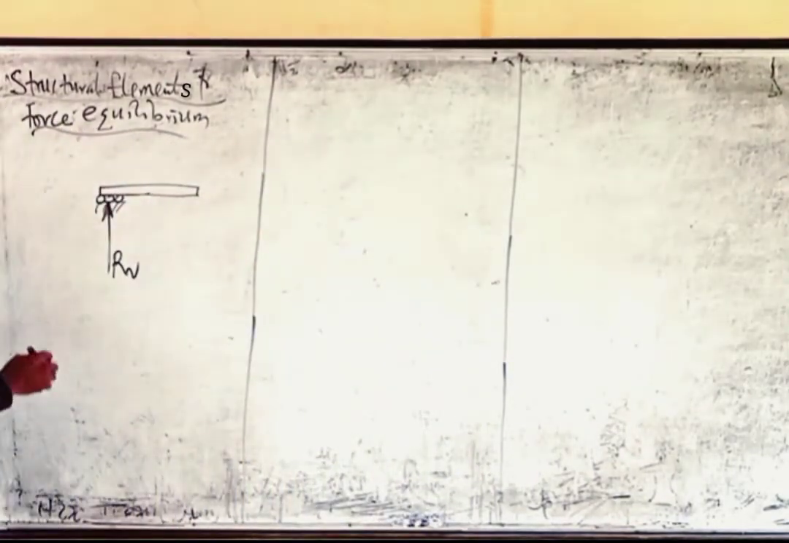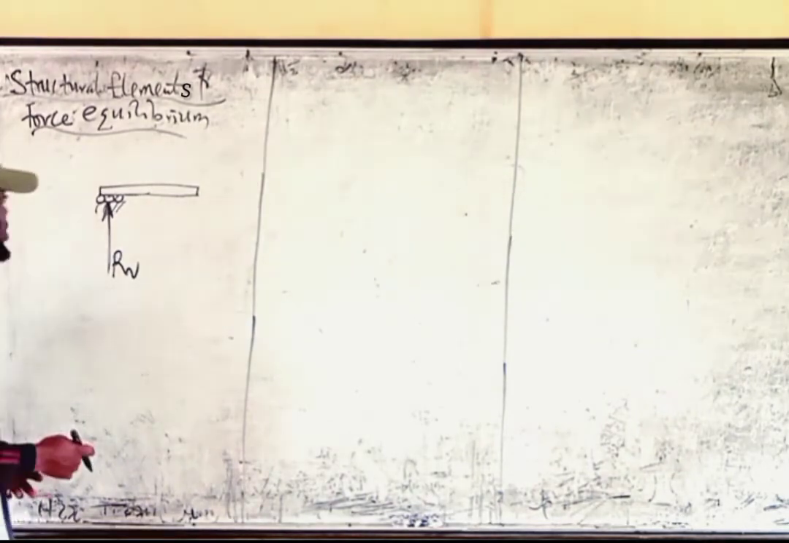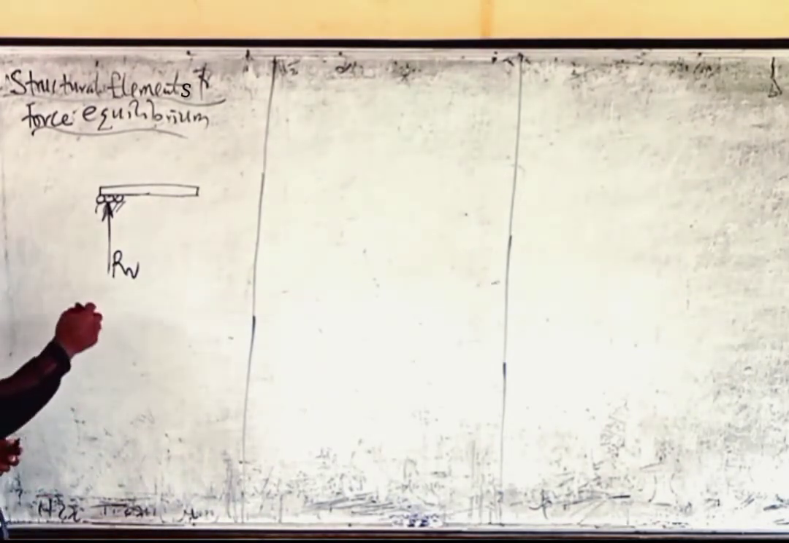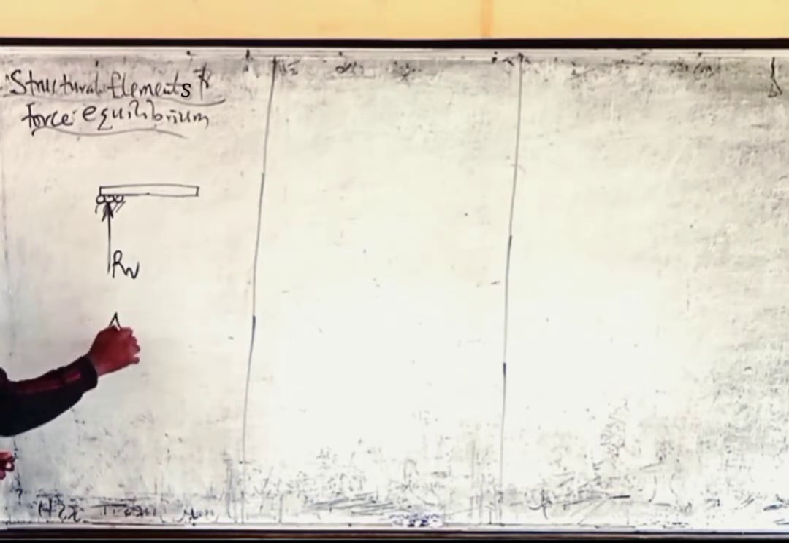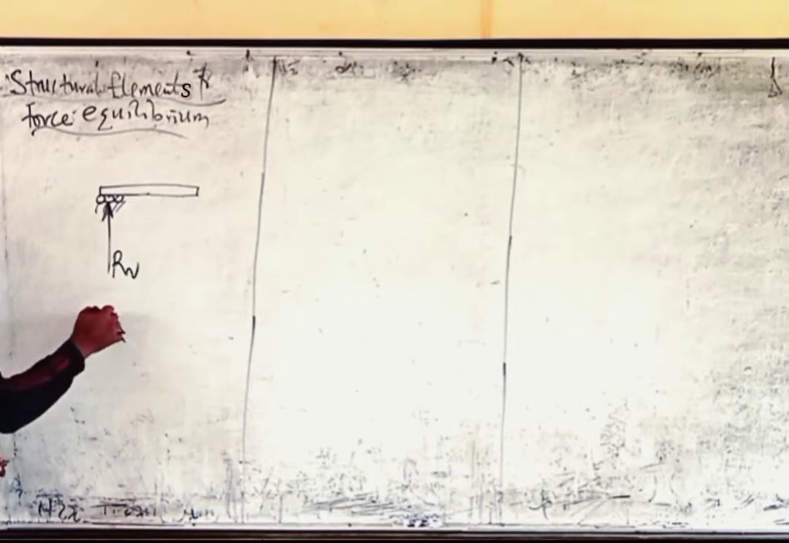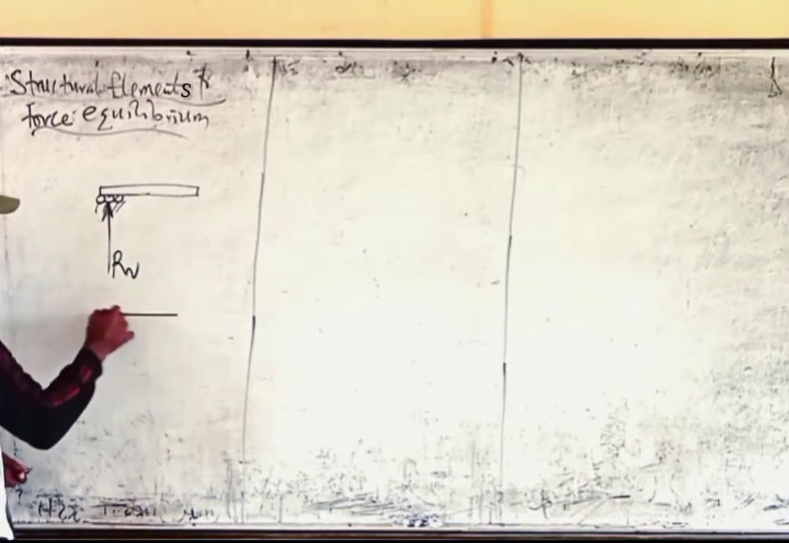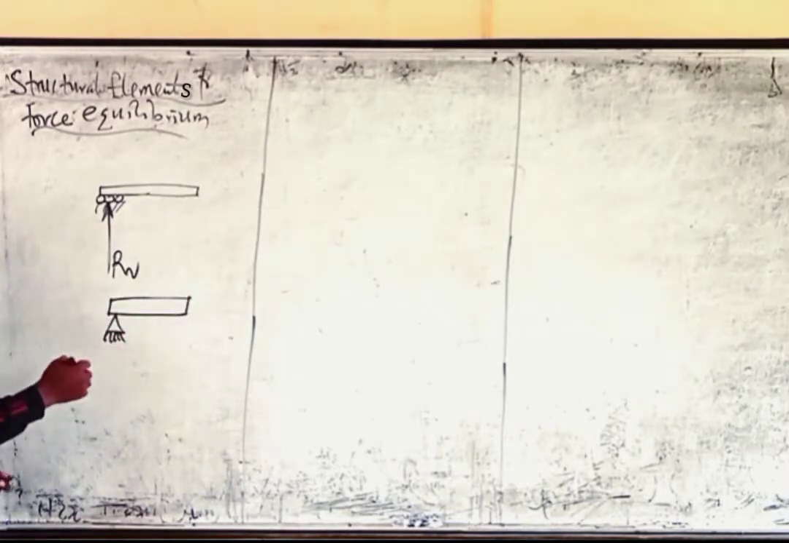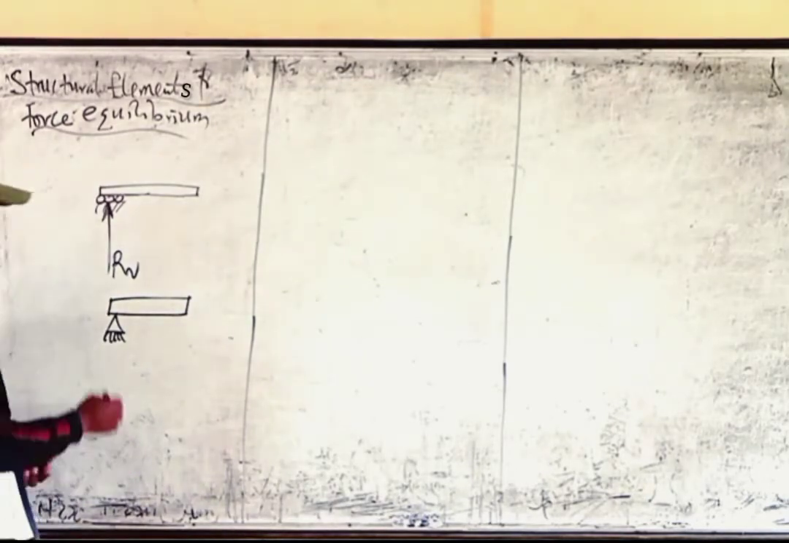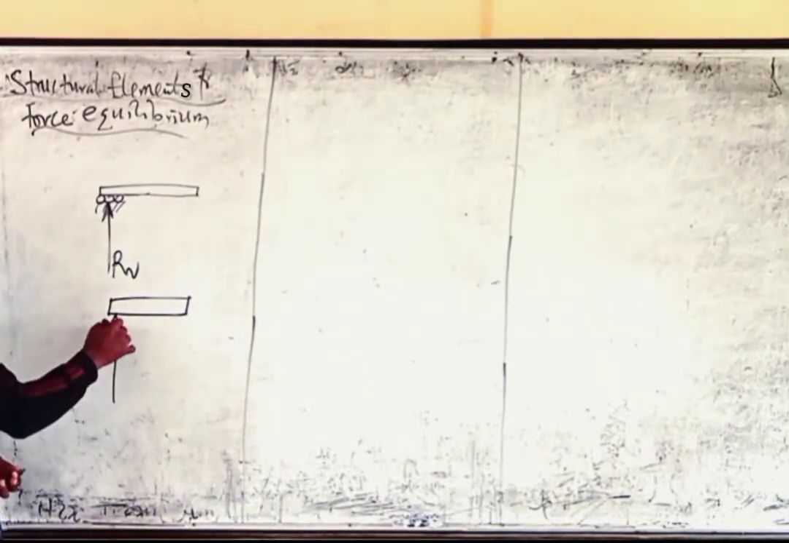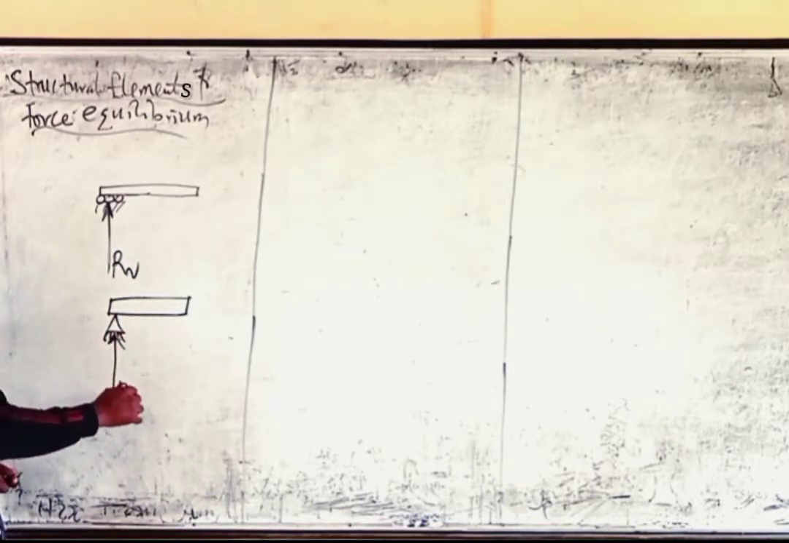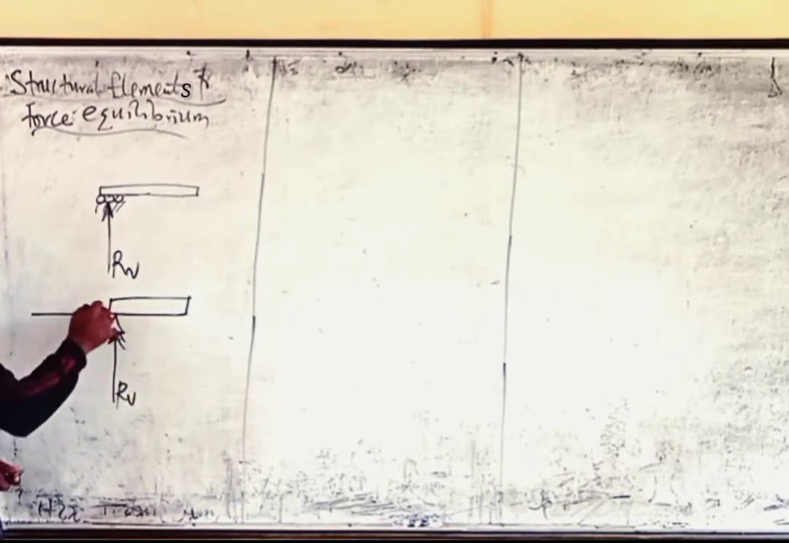Then we also have what we call the pin support. The pin support has a symbol, and they also call it a hinge actually. And let's say there's a beam on top. So a pin support is a support that has two reactions. It can resist loading in the vertical direction, and it can also resist loading in the horizontal direction.